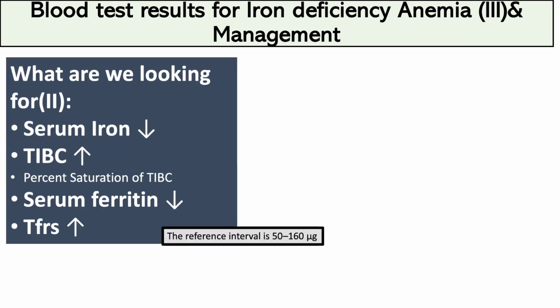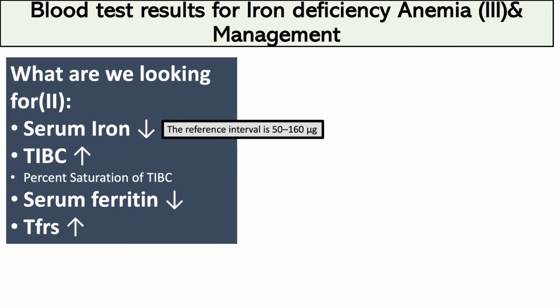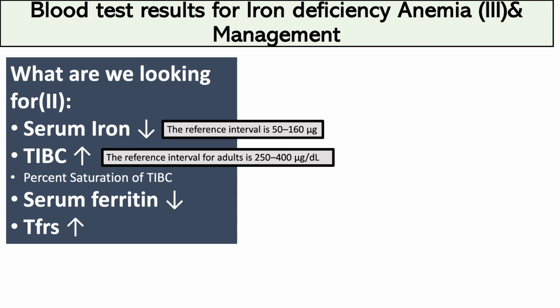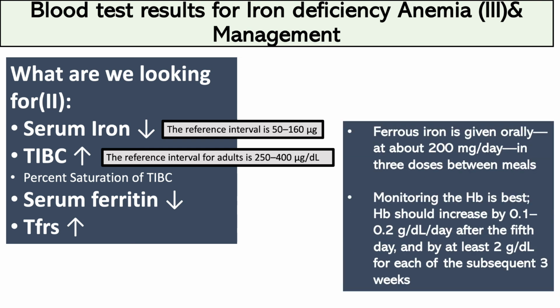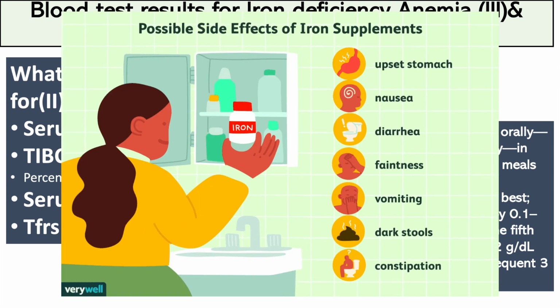Now, the reference values for serum iron and TIBC are on screen. Memorize this for your understanding. The management usually involves administration of ferrous iron 200 mg per day and monitoring of Hb once you administer it, after the 5th day and subsequently at 3 weeks is important. Usually, upset stomach, nausea, diarrhea, faintness, vomiting, dark stools, and constipation are associated with iron supplements, and you should advise your patients of this at all times when taking iron tablets.